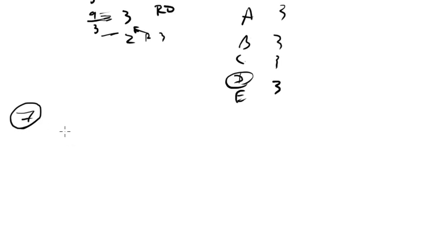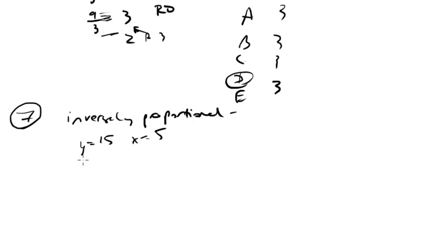Let's try number 7. If y is inversely proportional to x, and y equals 15 when x equals 5, so first, inversely proportional. We'll talk about that in a second. y is 15 when x is 5. They want to know, what is y when x equals 25?